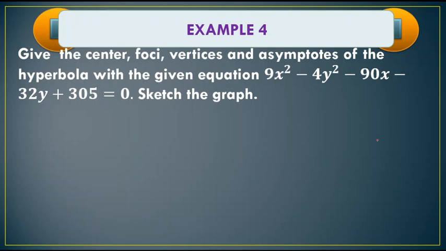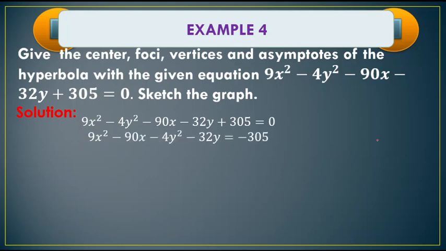So, paano natin gagawin? Again, copy muna natin yung ating general equation, and then arrange natin. Pagsama-samahin natin lahat ng mga same na variables. So, magkakaroon tayo ng 9x squared minus 90x minus 4y squared minus 32y is equal to negative 305. And then yung lahat ng constant, i-isolate natin sa kabilang side. Okay? And then, after that, kasi pag naka-general equation tayo at para makuha yung standard equation, gumagamit tayo ng completing the square o yung CTS.